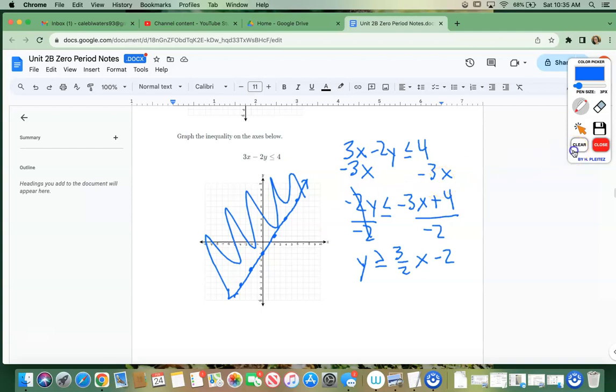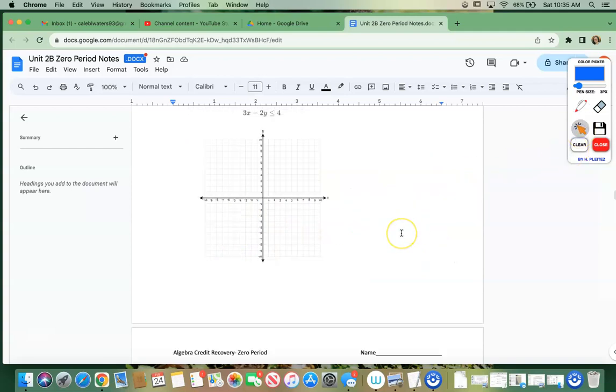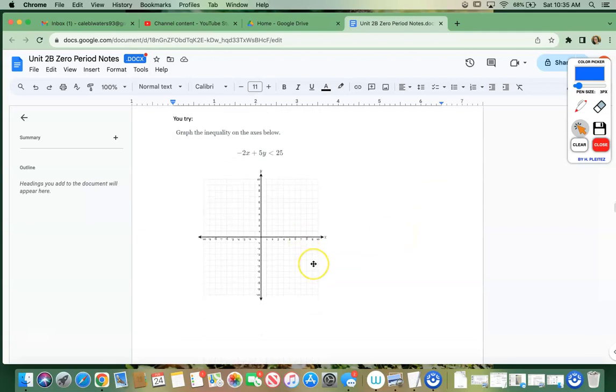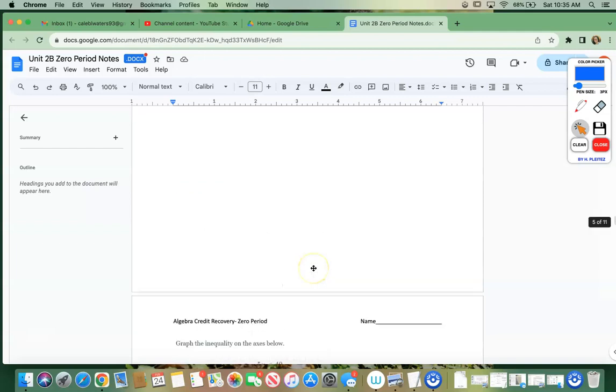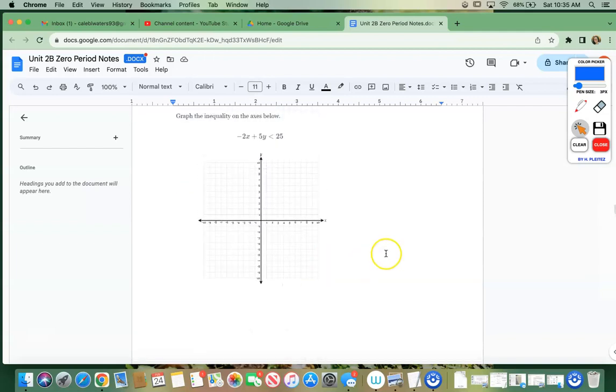Okay, there's a couple for you guys to practice. There's this one and this one. I'll be going over those in the Unit 2B Part 2 video, so go ahead and do those problems, then go check out the Unit 2B Part 2 video, and I'll be going over those there.